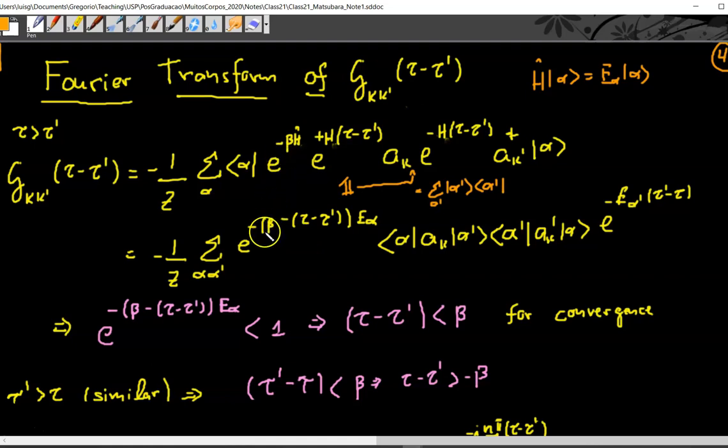This would have e to the minus beta E alpha. I'll put the minus here, so there will be minus tau prime times E alpha, okay? Then the matrix element of alpha prime with A_k. Here, the same thing, I would get e to the minus E alpha prime (tau prime minus tau). Here, I would have then the matrix element of alpha prime and A_k prime dagger with alpha. All right, so this is like the Lehmann representation.